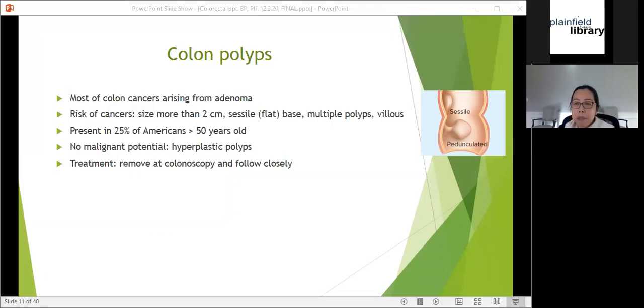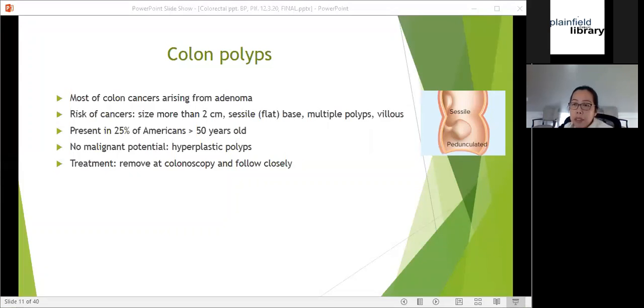Colon polyps are present in 25% of Americans who are older than 50 years old. If the pathology report shows hyperplastic polyps, which do not have malignant potential, the treatment will be polypectomy. That means removal of polyps during the colonoscopy and then followed closely.